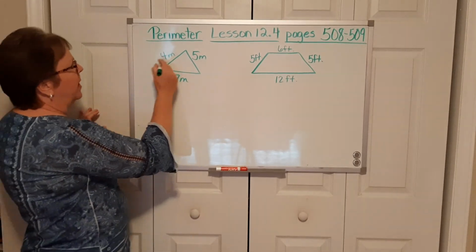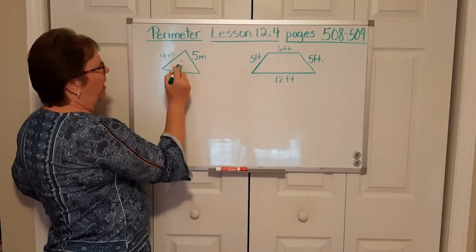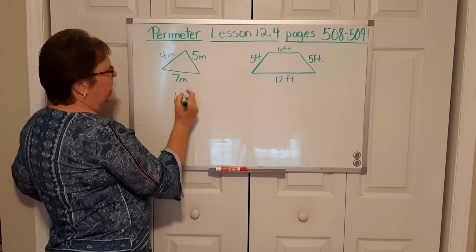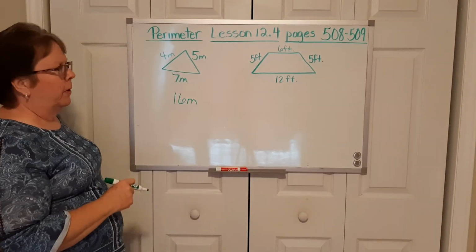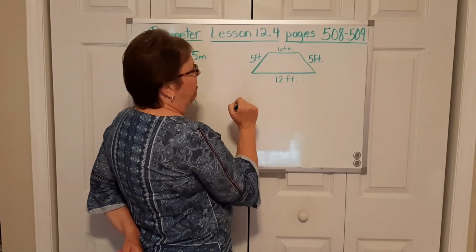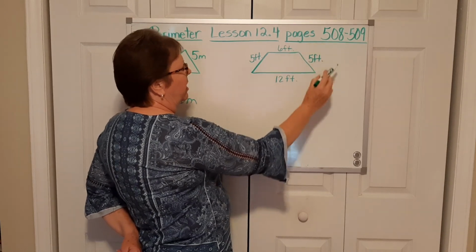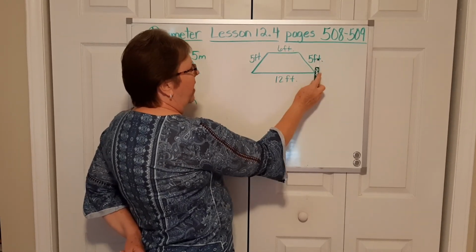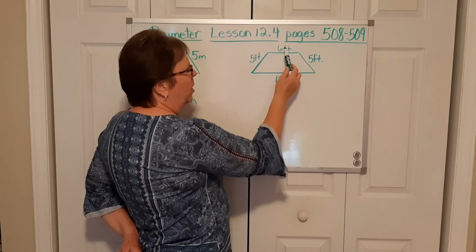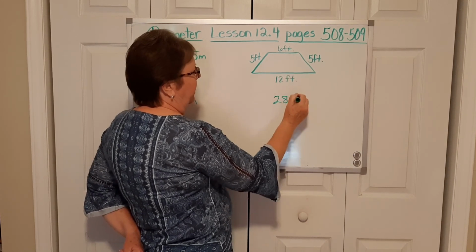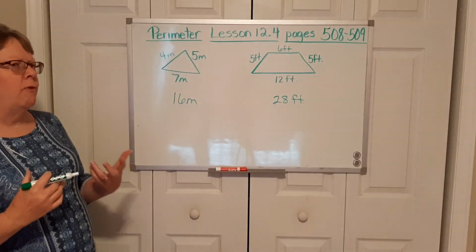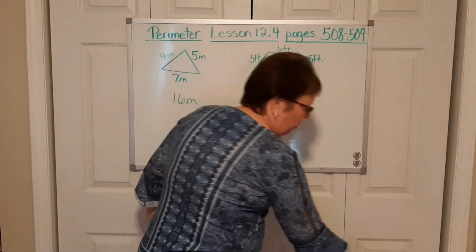So if I'm going to find the perimeter of this triangle, I'll add 4 plus 5 is 9, plus 7 is 16, and it's meters. That's all there is to it. Here I've got a four-sided figure, so we're still adding everything all the way around. 5 and 5 is 10, 10 plus 12 is 22, plus 6 is 28, and it's feet. That's really simple when they give you the length of all the sides.